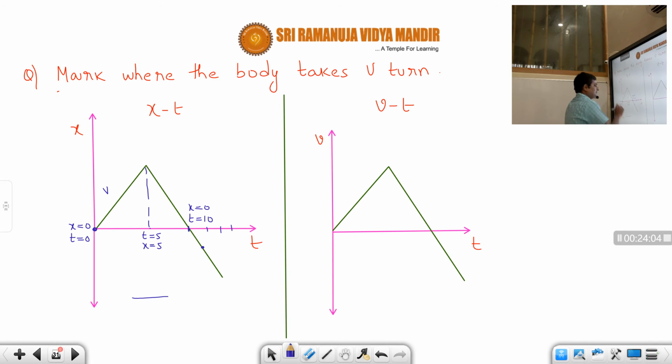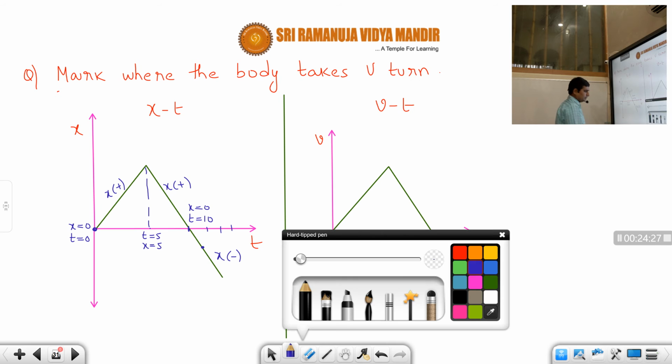Here x is positive or not, students? Here x is positive. Here also x is positive. Here x is negative. Correct or not? So that means if you start from here, suppose let us say, sorry, here x is negative. Okay, students. So now you can see clearly. Now see here.